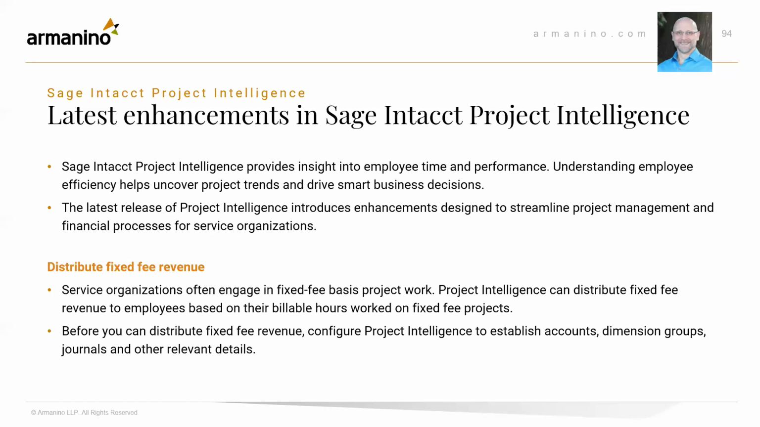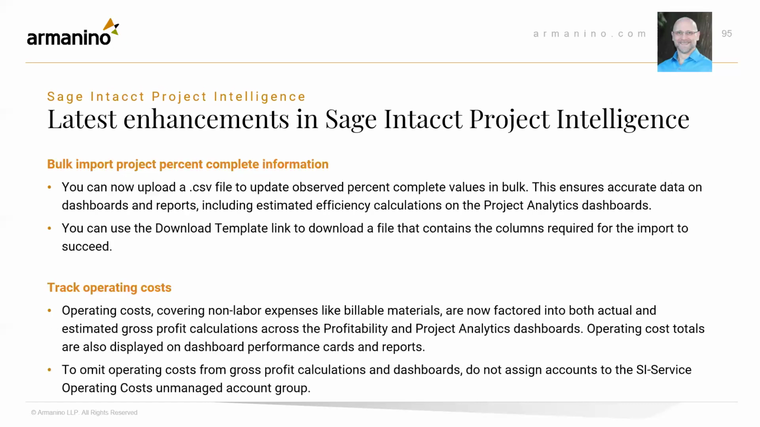Before you can distribute fixed fee revenue, you configure Project Intelligence to establish accounts, dimension groups, journals, and other relevant information. You can also bulk import project percent complete information using an upload CSV file. You can use the download template to download that file. And then you can track operating costs covering non-labor expenses like billable materials.